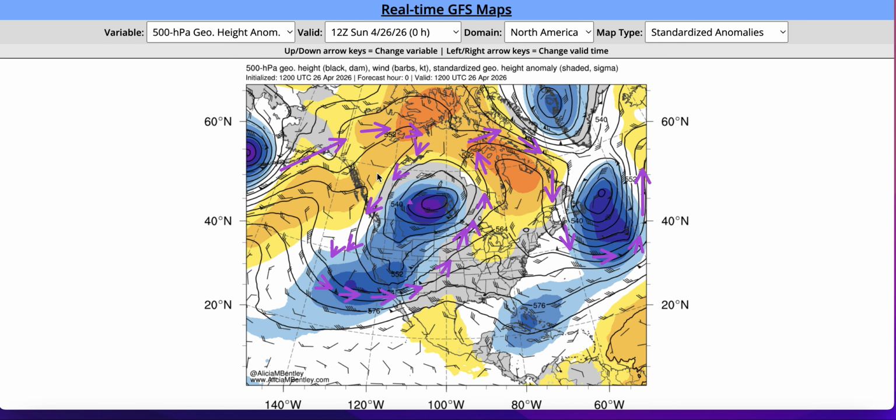You can see a cooler pattern over the west coast, right? That's why we're having our cooler conditions across much of the Bay Area right now, because that trough is in control.